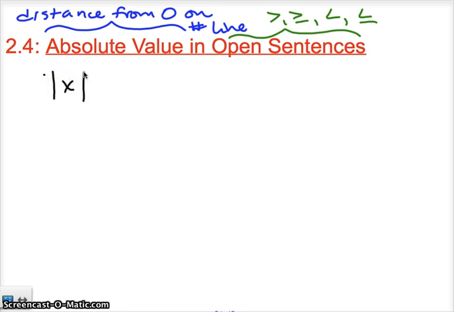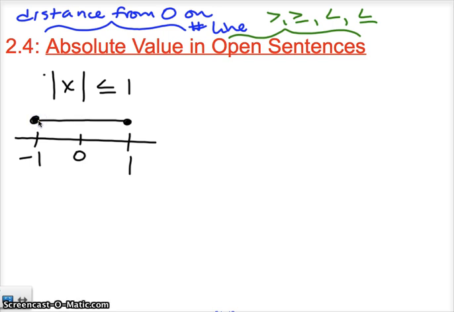If you have an absolute value open sentence, such as absolute value of x is less than or equal to 1, you can visualize this on the number line, right? We want all of the numbers whose distance is less than or equal to 1 on the number line. The distance away from 0 that is less than or equal to 1. So these 2 points are 1 away from 0 on the number line. If we want all of the numbers whose distance is less than 1 away from 0 on the number line, we've got what you should recognize as the graph of a conjunction.